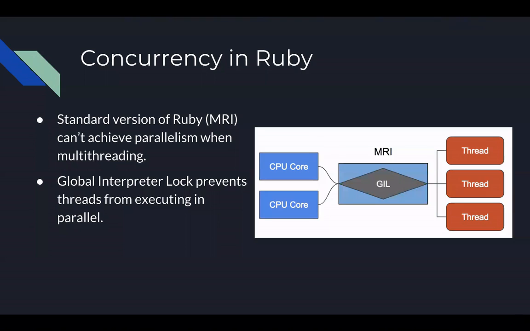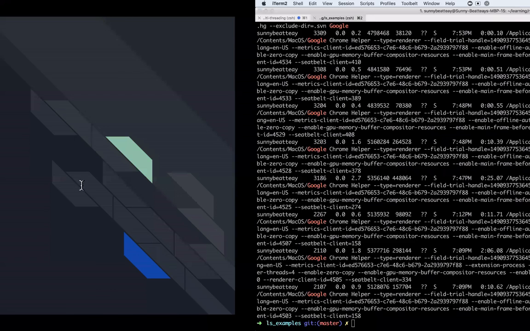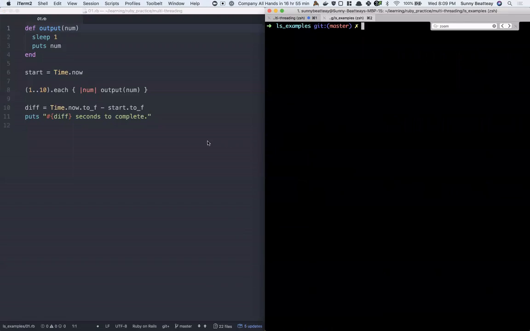All right. So with processes, threads and concurrency out of the way, let's get to some actual examples of multithreading to show you how to actually use multithreading in your work. So if I go here and clear this out.